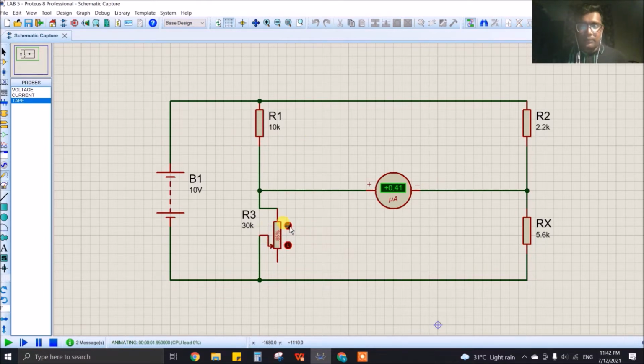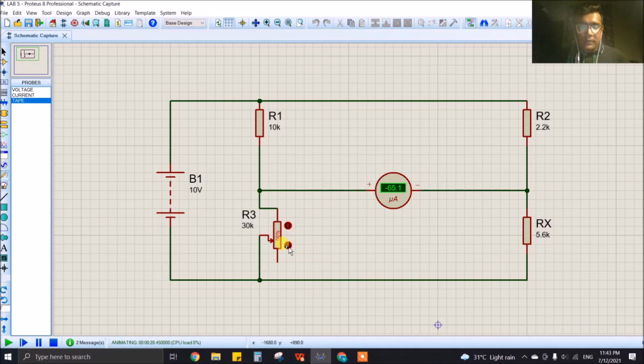As you can see, this is a variable resistor. As we adjust this variable resistor, the microamperage or the current reading in the DC ammeter is decreasing or increasing. It depends on how we vary the resistor. For this simulation, we need to make sure that the ammeter reading is near to 0 microampere. So let's adjust that.